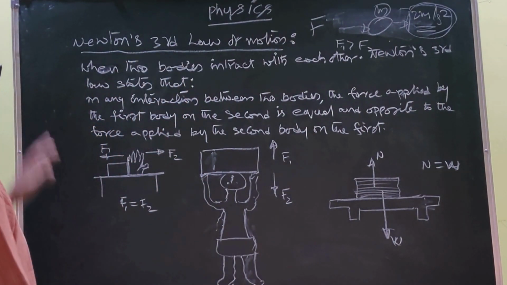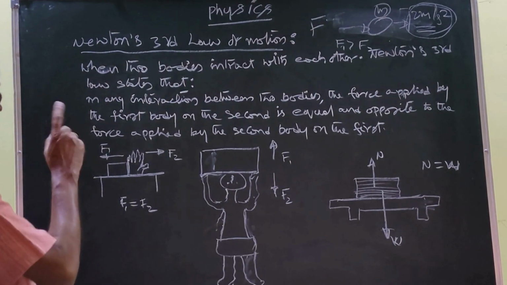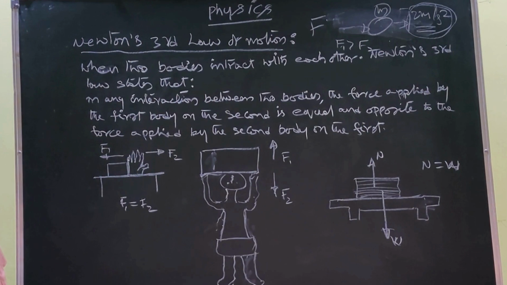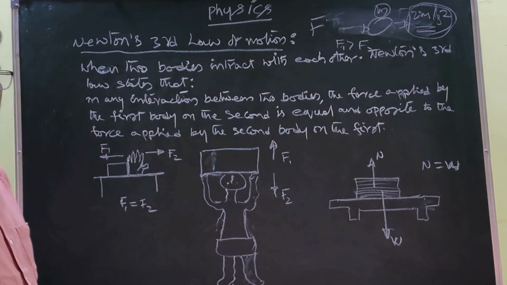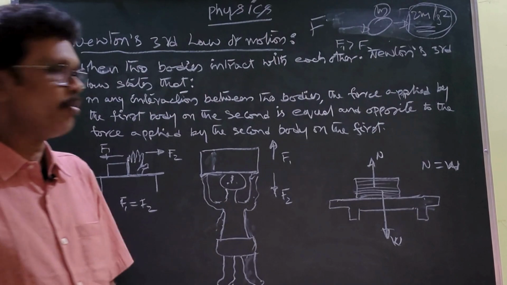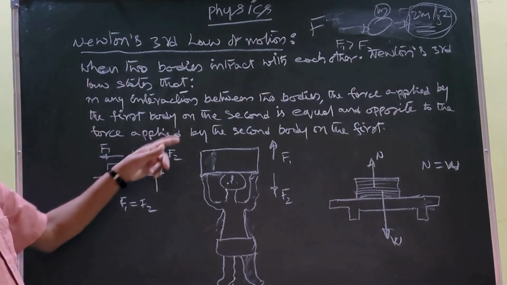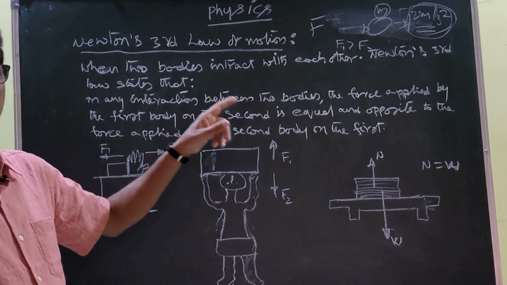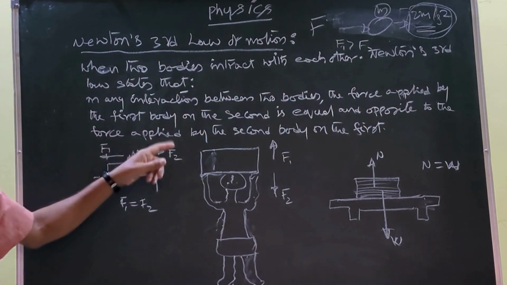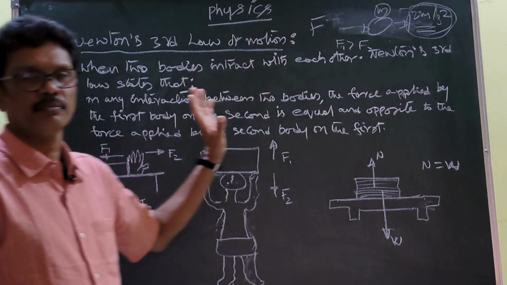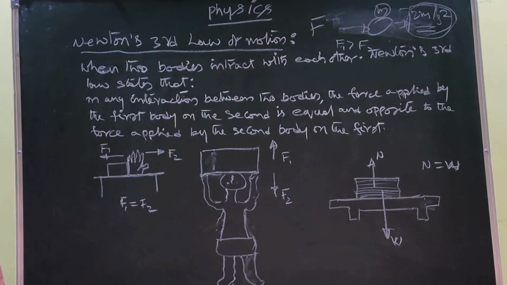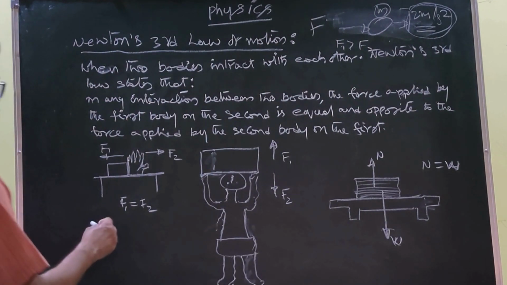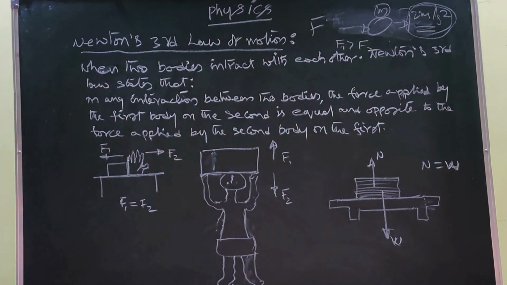Okay, coming to the third law. When two bodies interact with each other, Newton's third law states that in any interaction between two bodies, the force applied by the first body on the second is equal and opposite to the force applied by the second body on the first. So that is the statement. I hope you can understand that. Simply we can say that action equals reaction.